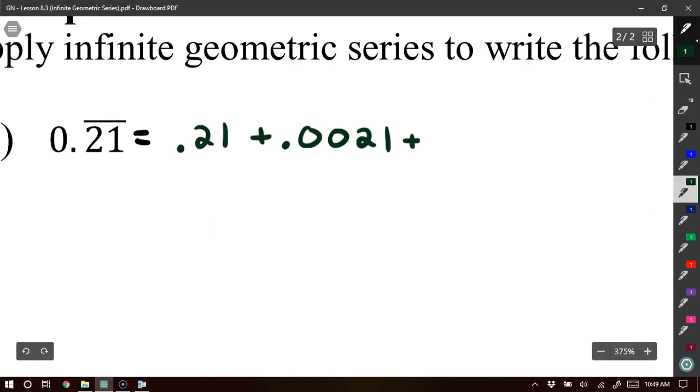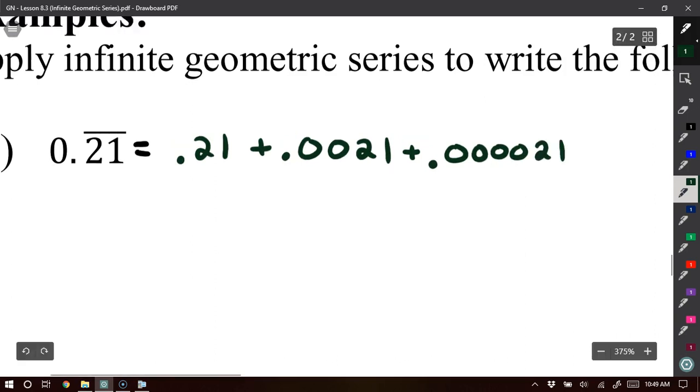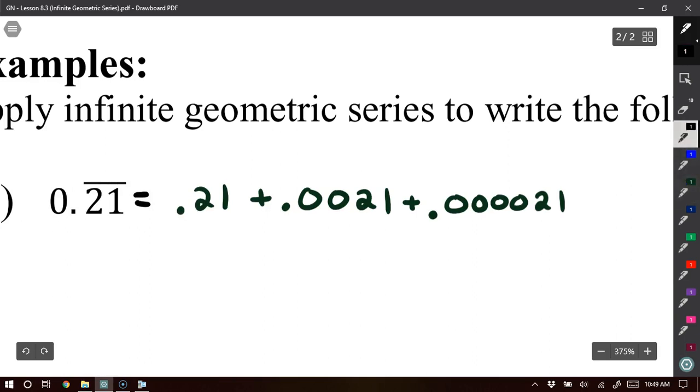And then the next term is going to be zeros where these four numbers are. So I'm going to have 4 zeros, 1, 2, 3, 4. And then I'm going to insert what's repeating. I'm going to insert the 21. And if it helps, maybe I'm just going to do this. I have 0.21, 21, 21.